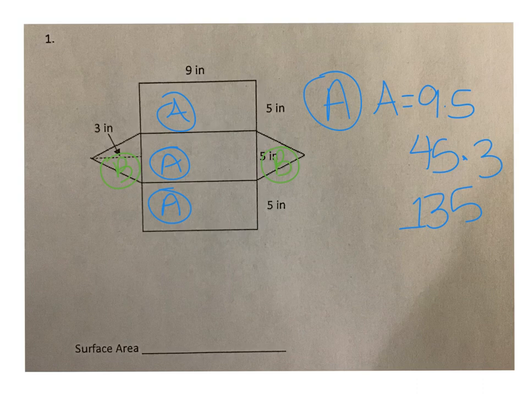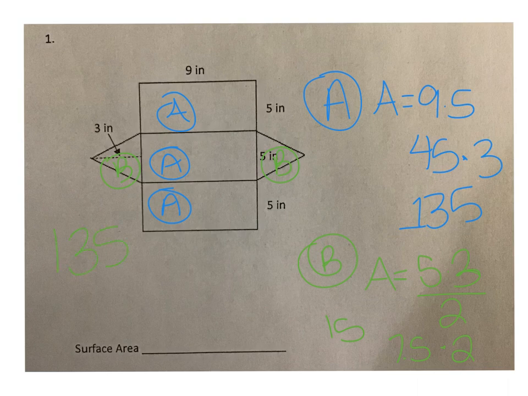So then looking at your B's, we're going to do area equals base times height. So that's going to be 5 times 3 divided by 2. Why are we dividing by 2? It's because it's a triangle. So then we get 7.5 for one triangle. We need to times it back by 2 to get both triangles. And we get 15 total for the triangles.